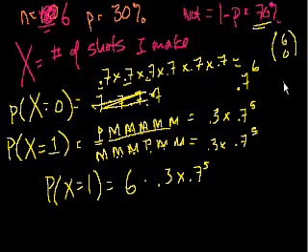6 choose 0, that's 6 factorial over 0 factorial times 6 minus 0 factorial. 6 minus 0 is just 6. So 6 factorial divided by 6 factorial, those cancel out. You're just left with 1.